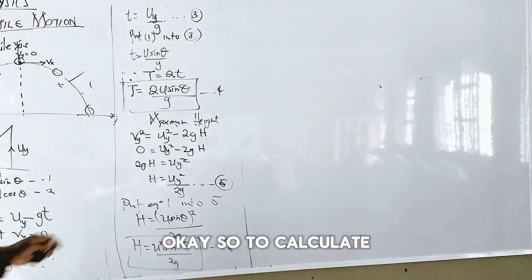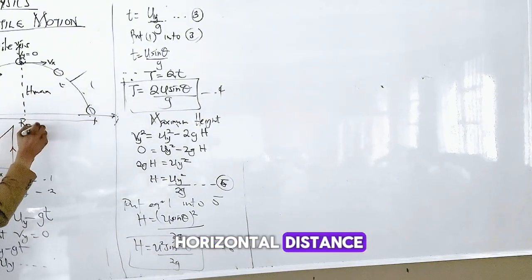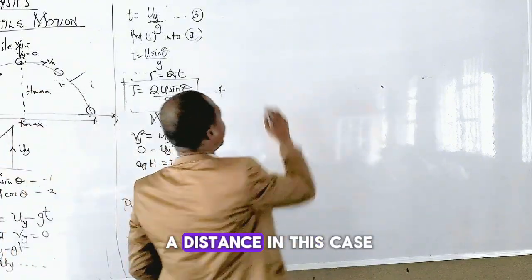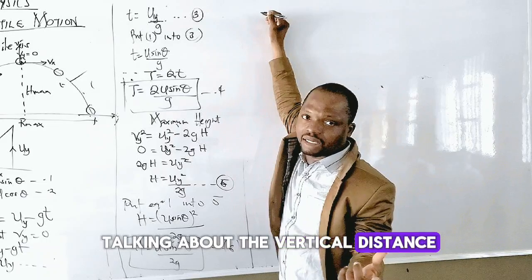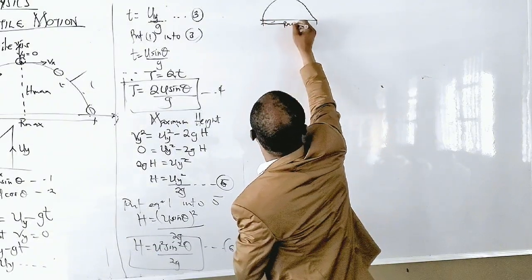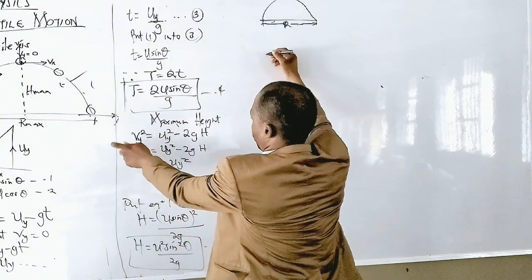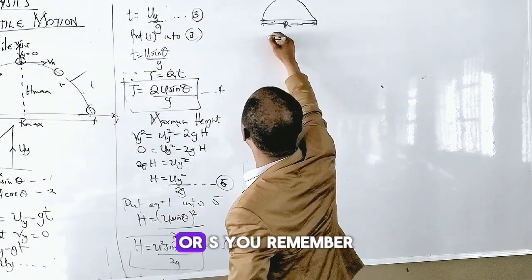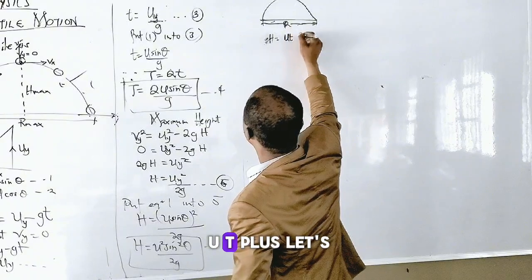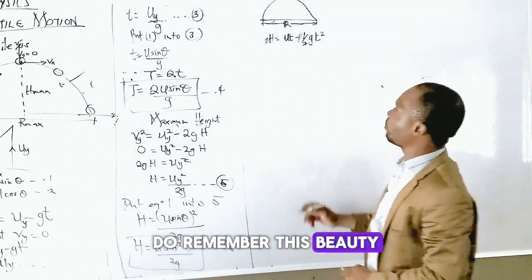Okay, so this is what we call the maximum height. To calculate the range: the range is the horizontal distance from the point of projection to the point where the projectile returns to the ground again. In this case, we are no longer talking about the vertical distance, so the vertical components become 0. Of S, you remember h equals ut minus half gt squared, or ut plus half gt squared. Do you remember this?